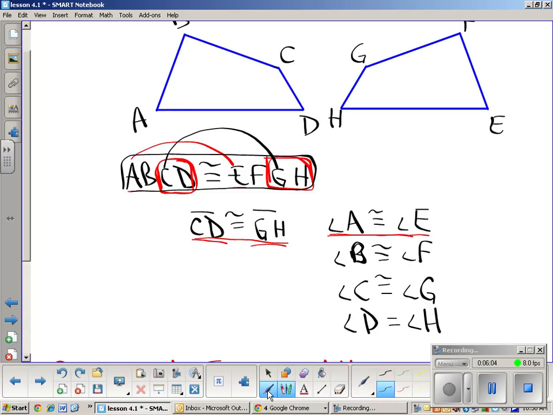So we'll look at the pictures. We already said CD and GH. What other sides are congruent? What do you have, Tyler? Okay, tell me the next one then.